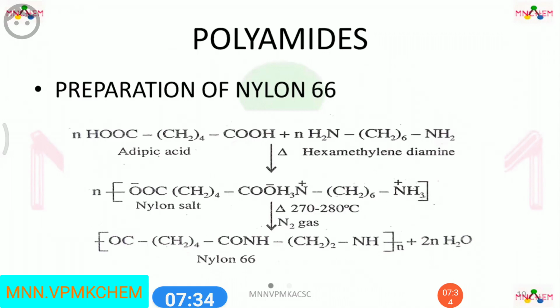Adipic acid and hexamethylene diamine undergo condensation reaction with the loss of water molecule. Here we'll be getting a nylon salt, which then polymerizes to nylon 6,6. Here both the monomeric units, adipic acid and hexamethylene diamine, contain 6 carbon atoms in their structure. Therefore, the name is nylon 6,6.